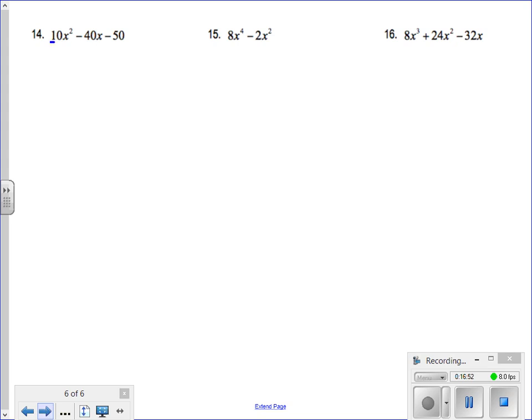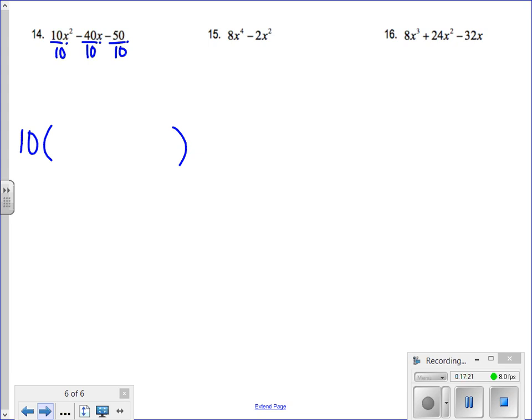I need to look at the 10, the 40, and the 50. They're all multiples of 10. So my GCF is actually going to have a 10 in it. Now I look to see if there's going to be a variable. There's an x squared in the first term, an x in the second, but no x in the third. That means there's going to be no GCF with an x. 10 is my only GCF, so that's what I'm going to divide every term by.